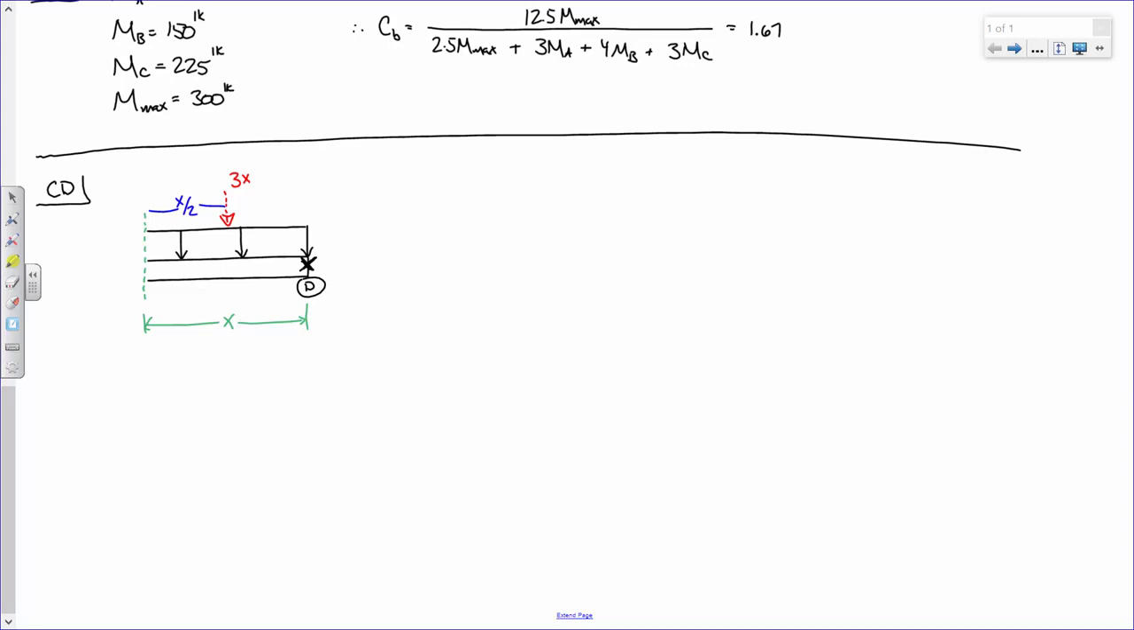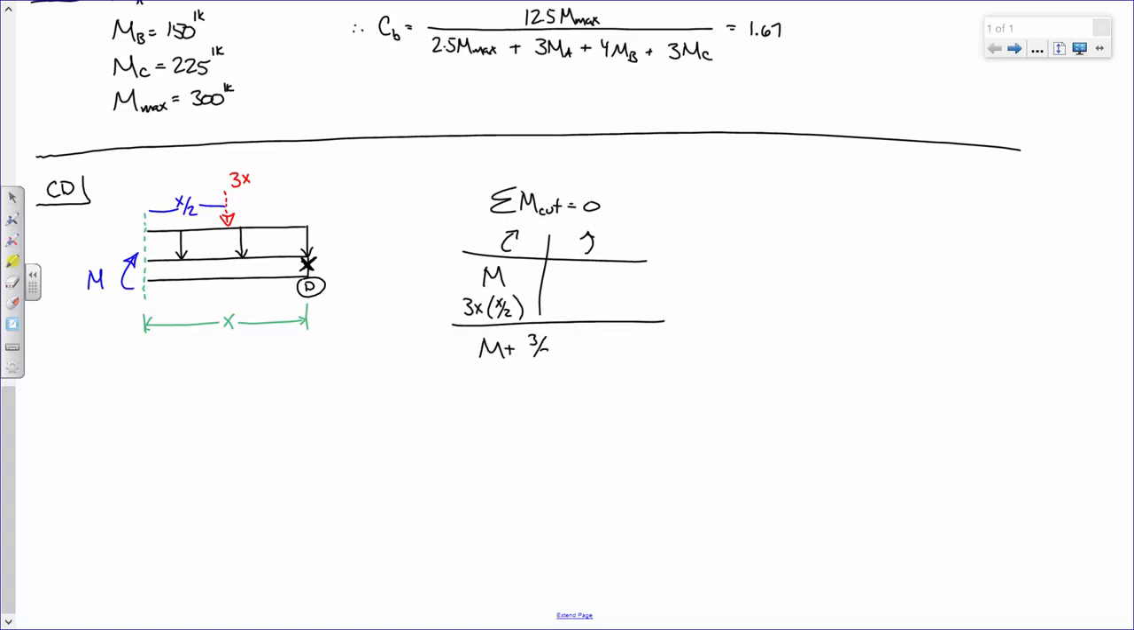So ultimately what I'm after is that moment inside the section. So I sum moments at the cut. So I've got M over here, 3x times x over 2 here. So M plus 3 over 2 x squared equals 0. M equals minus 3 over 2 x squared. Y'all remember that?